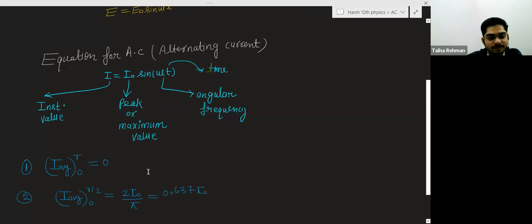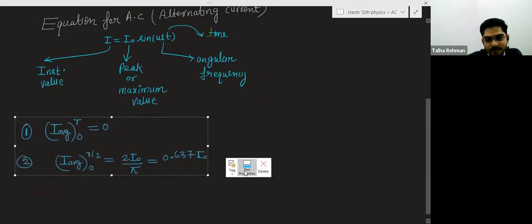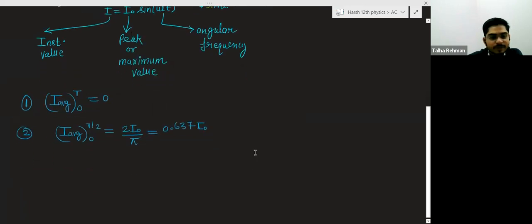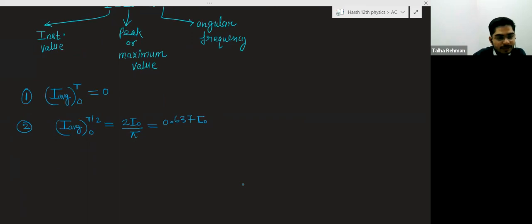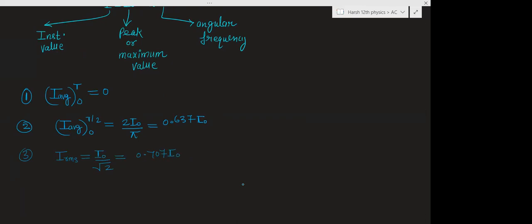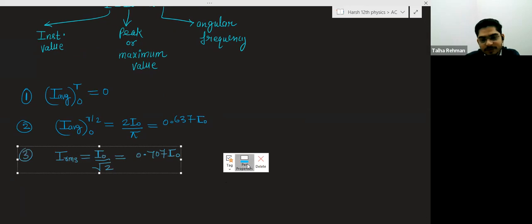If I am calculating the root mean square value of the current, then it will be I naught by root 2, that is 0.707 of I naught. So these values are similar to the EMF values.